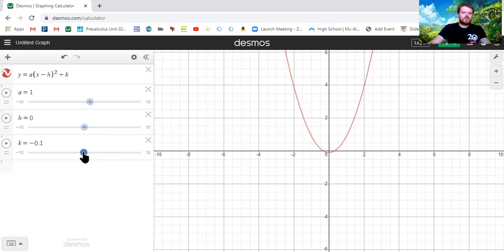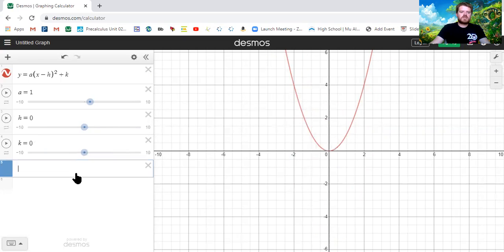So if I want to shift this function, and this is going to be true for any function, if I want to move this function up and down, what I do is I change the constant. I change that value on the outside that's not associated with the variable. This also will change my y-intercept for any function. So for any function, if I change k, if I move it up, then the graph goes up. And if I move it down, then the graph goes down.